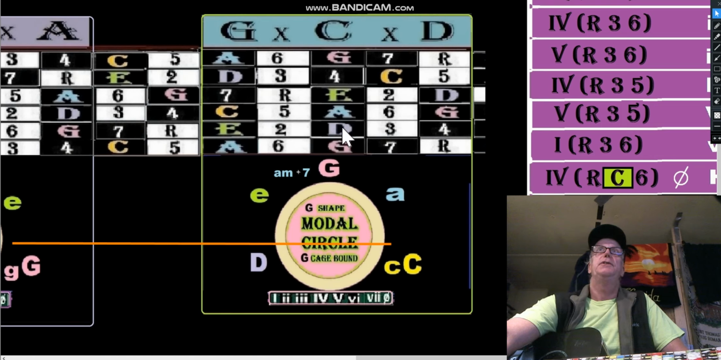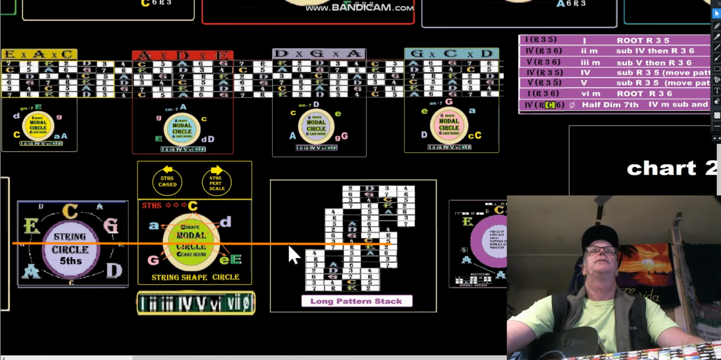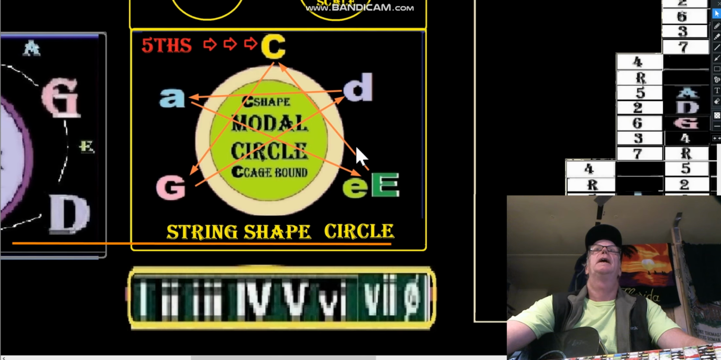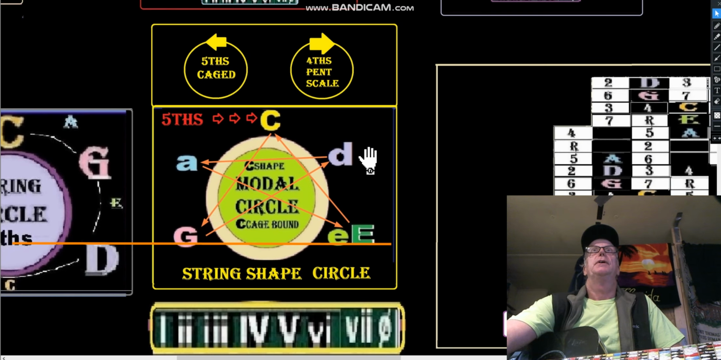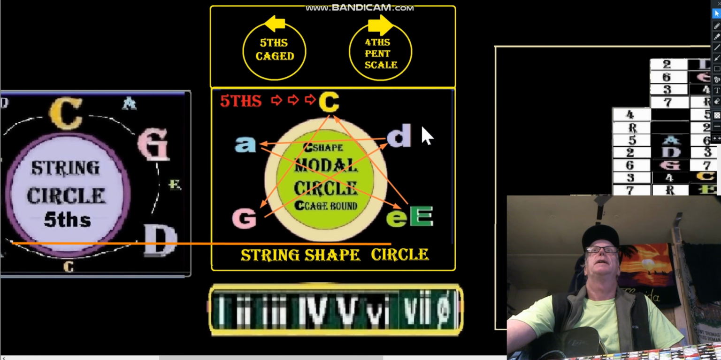So G to D to A to E to C to G would be G to D to A to E to C to G. And I have that down here. I've drawn that little arrow diagram. So this is good, okay, to see this right here.